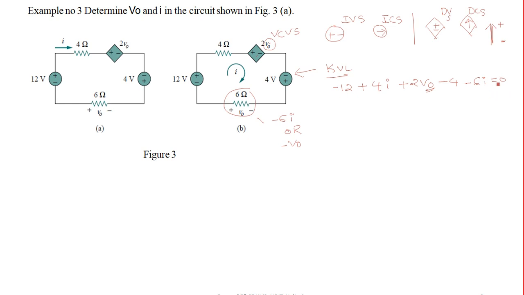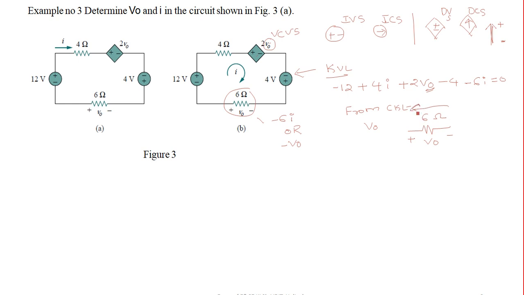You can replace the V0 with different values. So how to differentiate with the V0? I have to define V0 from the circuit. What is V0? V0 is the voltage drop across the 6 ohm resistor. If you consider this 6 ohm resistor, what are the polarities already mentioned? Plus and minus, right? So how is the current flowing? Current is flowing in this direction.